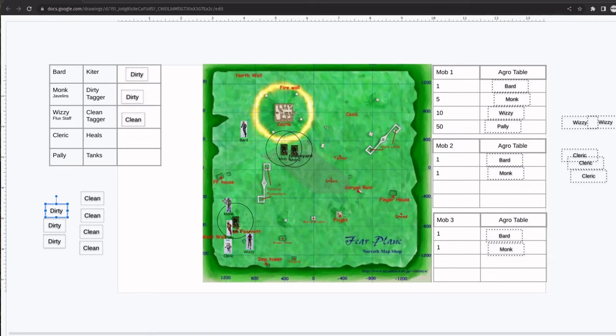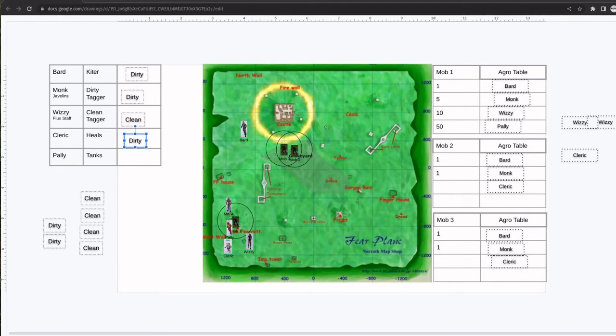The poor guy doesn't quite know the mechanics of clean tagging and dirty tagging, so he tosses a heal on the monk. Now, since that monk is dirty, that cleric now goes on the aggro table of mobs 2 and 3. And now that cleric is dirty. He didn't realize it. It's not his fault. He just didn't know.